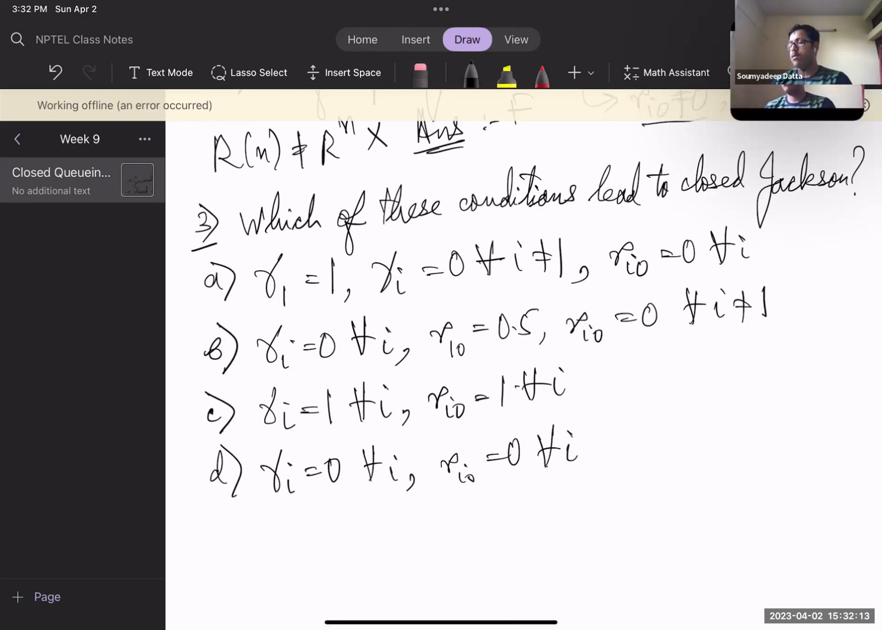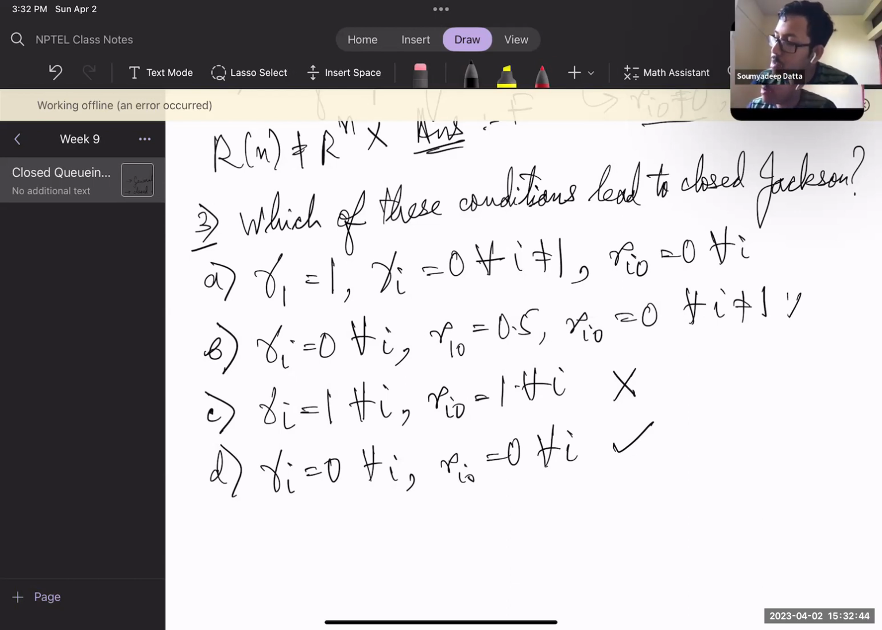So clearly, the correct answer is option D in this case, because there are no external arrivals and no departures. Option C is wrong because we are clearly having external arrivals in all of the nodes, and they are almost forced to depart because R_i0 is also 1. So it's arrive and depart, so there's nothing happening. It's not a closed network.